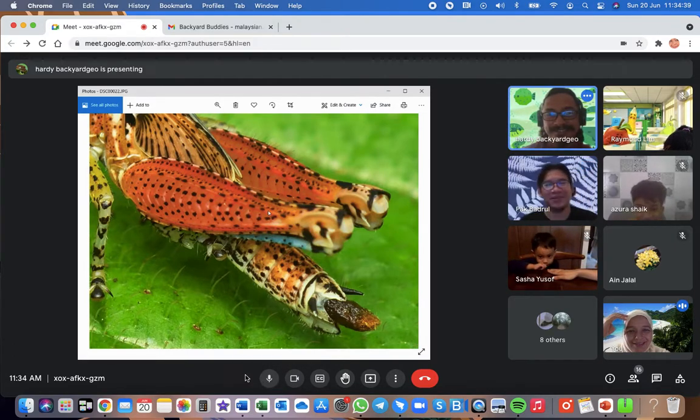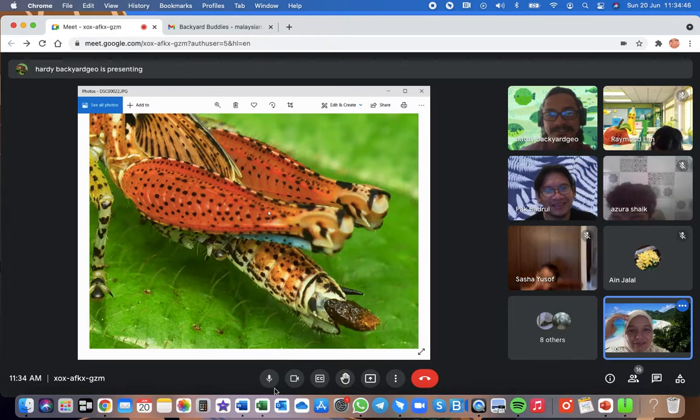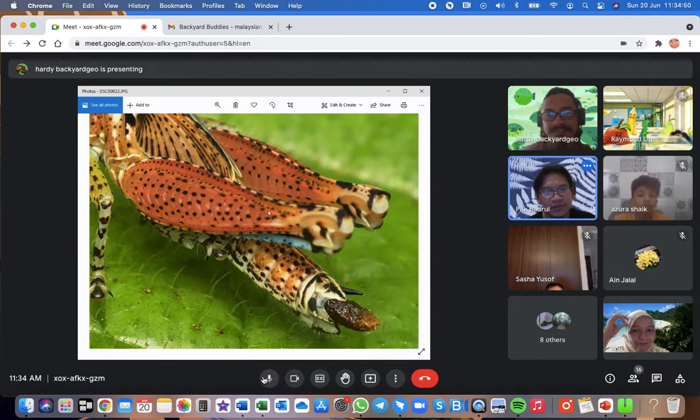Anybody can guess? Yeah, adults also can guess. Don't worry, don't be shy. Aside from jumping, there are other functions of the leg.